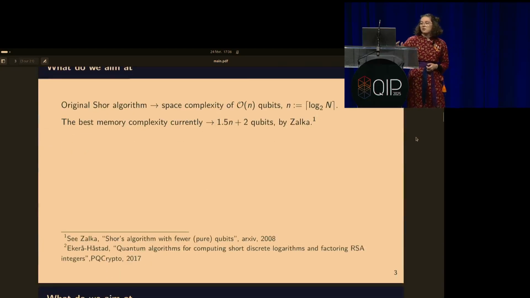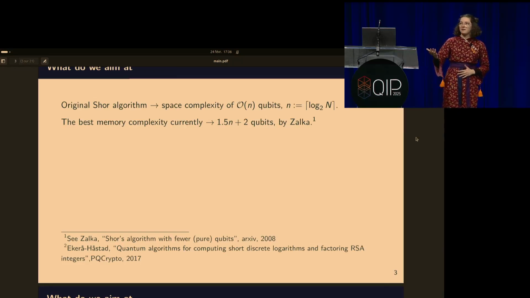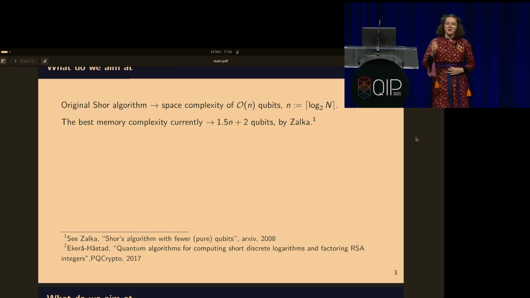Since we have to store integers modulo big N on our register, we have a qubit complexity for Shor's algorithm that is linear in the bit size of the integer big N we want to factor. Let's name n this bit size. In cryptography specifically, one of the main reasons why we are interested in this algorithm is because it allows to break the RSA crypto system, which is a very well-known and very widely used crypto system nowadays.